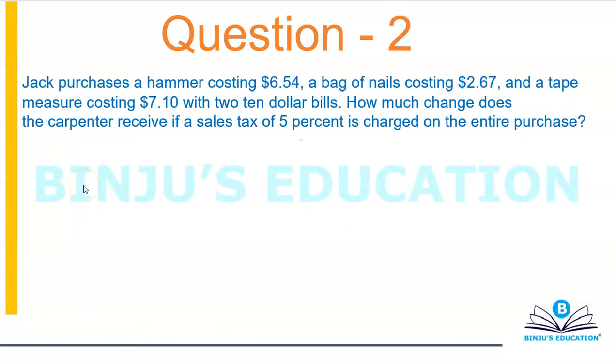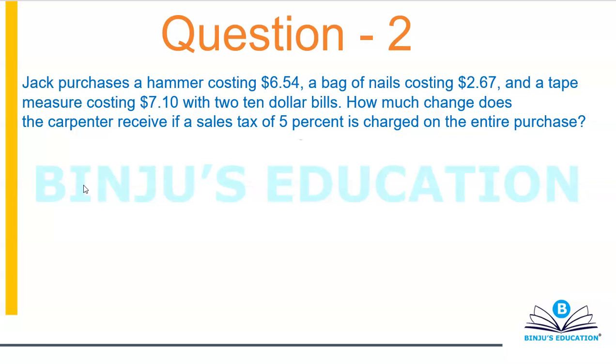Okay. So Jack purchases a hammer costing $6.54, a bag of nails costing $2.67, and a tape measure costing $7.10 with two $10 bills. How much change does the carpenter receive? Carpenter is basically Jack in this case. If a sales tax of 5% is charged on the entire purchase.